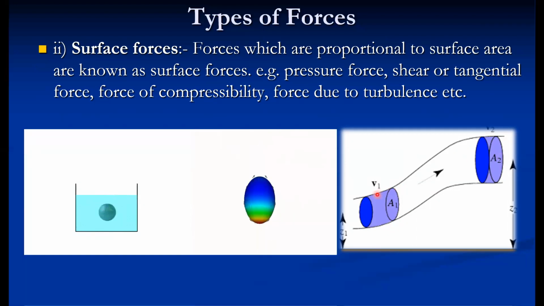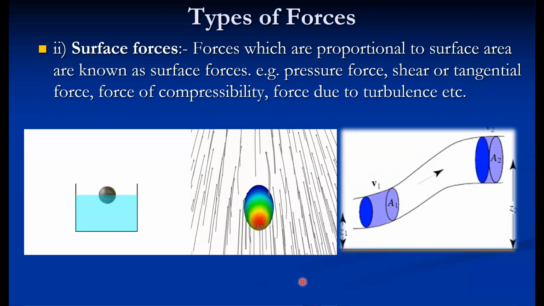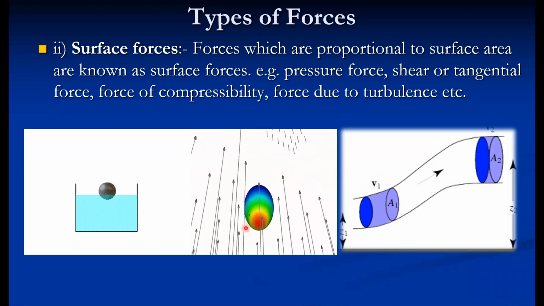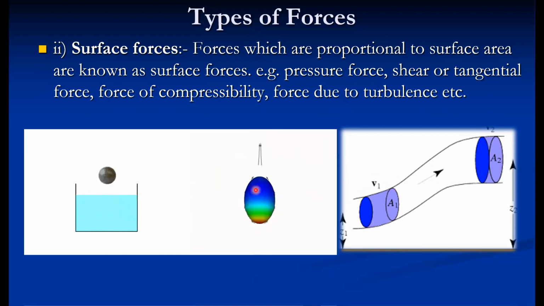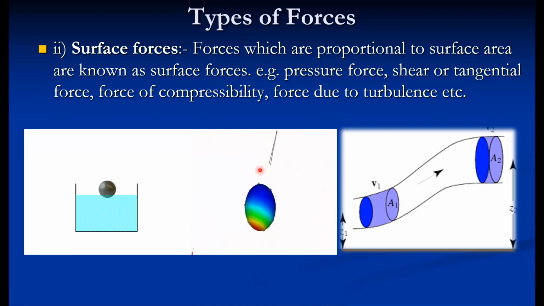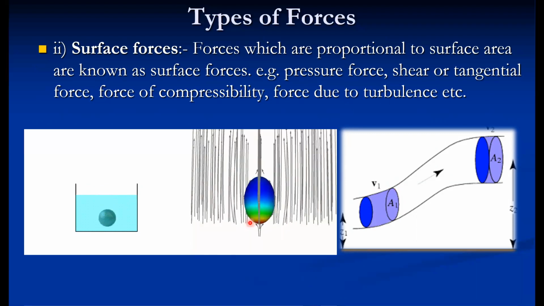Secondly, viscous force, which is also called frictional force or tangential force. This force is acting around the circumference. Here we can consider the circumference area of the spherical ball, that is 4 pi r square.